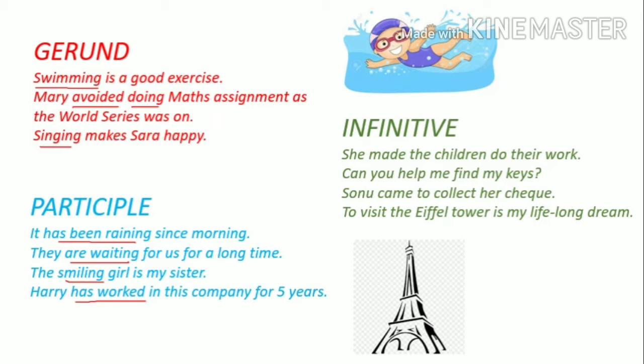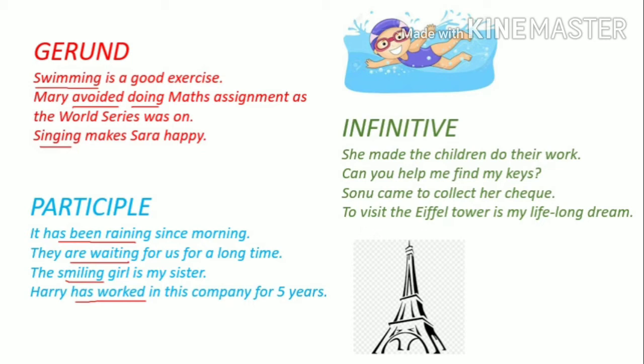So what is the difference between a gerund and a participle? Gerund also has ing, present participle also has ing. If the verb is acting as a noun in the given sentence, you call that a gerund. If the verb is acting as an adjective in the given sentence, you call it a participle.